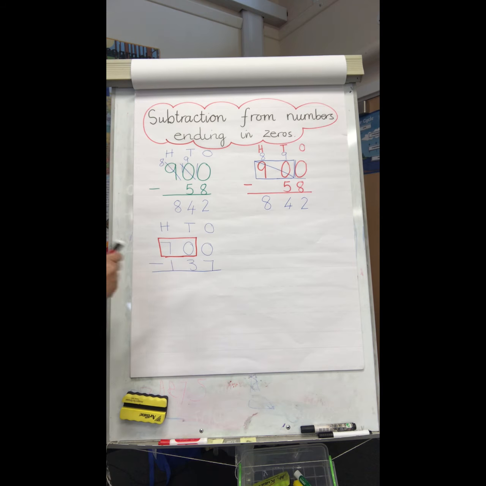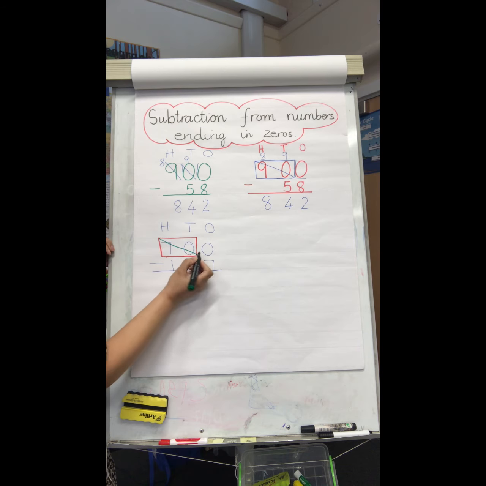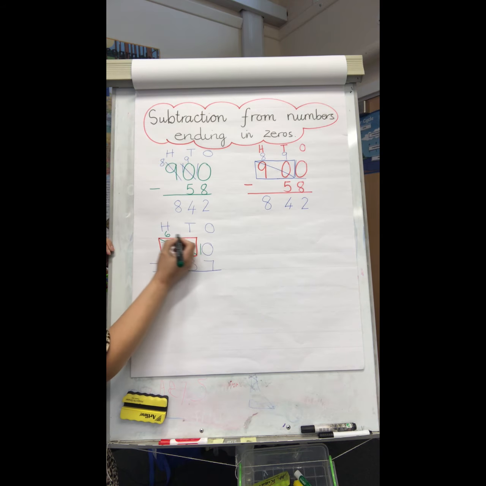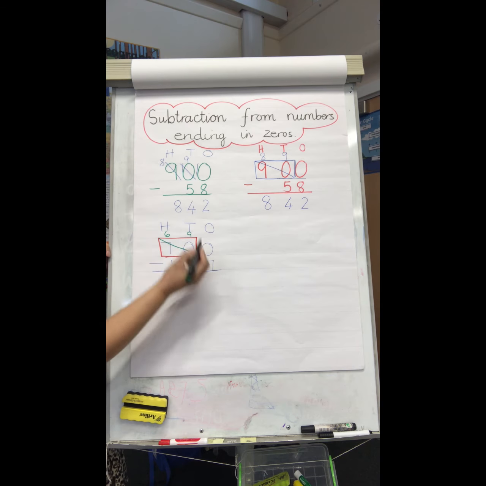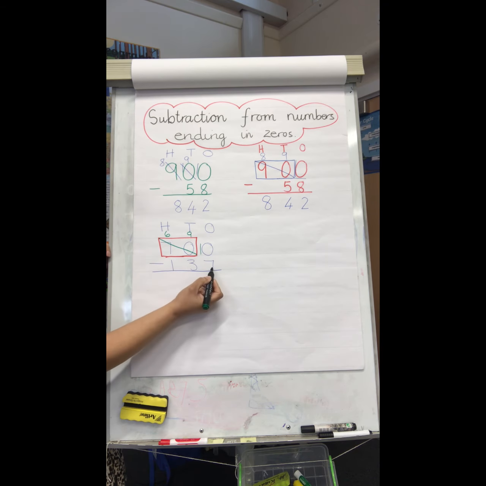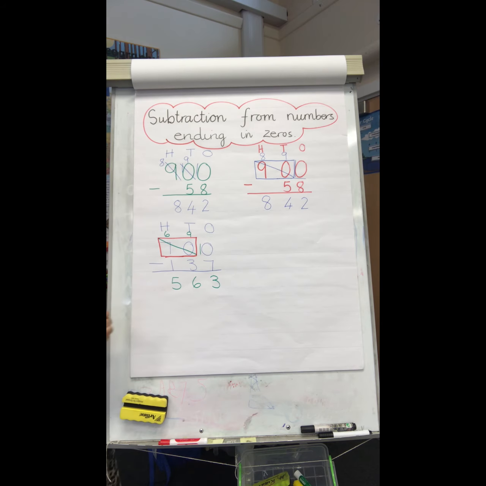Right, so what is 70 take away 1? 70 take away 1, there's the one I'm taking away. 70 take away 1 is 69. And I put 6 in the hundreds column, 9 in the tens column. So now I can say 10 take away 7 is 3. 9 take away 3 is 6. 6 take away 1 is 5.